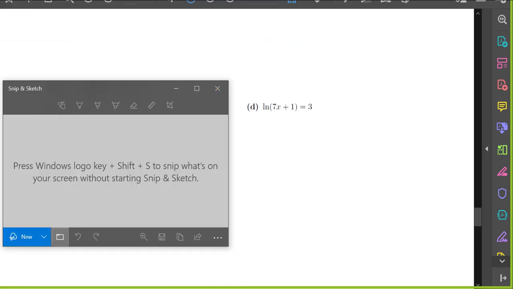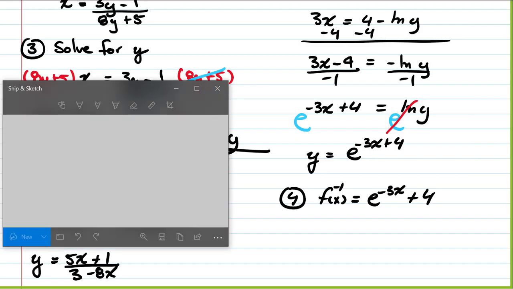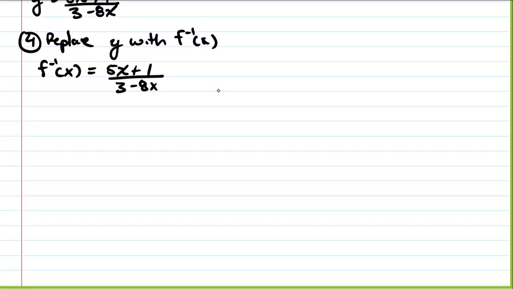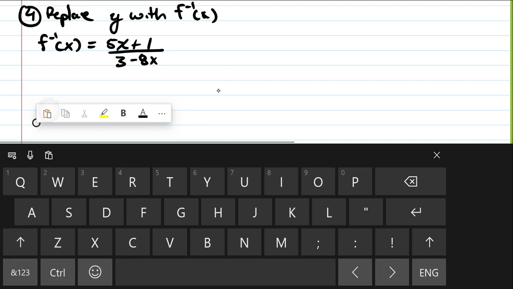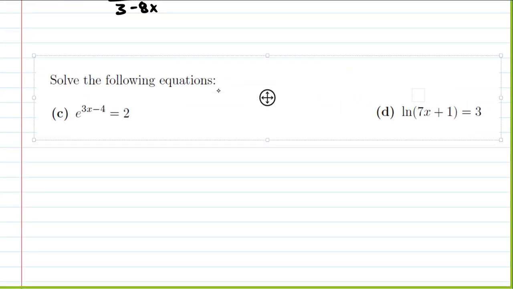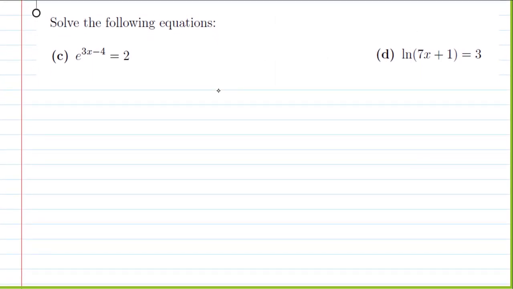Alright, so the next two build on that idea, but instead of functions this time we have just some equations. So we wish to solve the following equation. As we just saw in the last example, the inverse, or the opposite of an exponential, is a logarithm, and the inverse of a logarithm is an exponential.